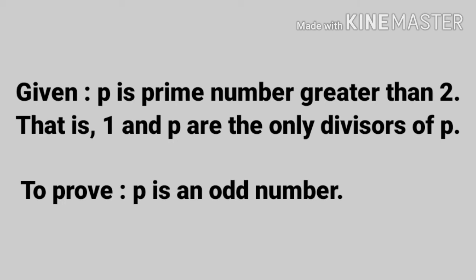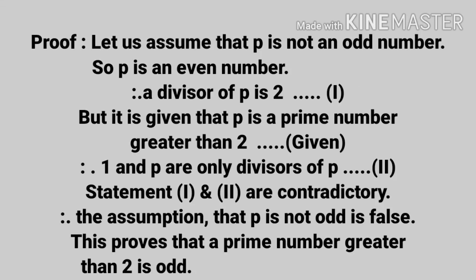So, proof of this theorem by indirect proof. Let us assume that P is not an odd number. So, P is an even number. Therefore, a divisor of P is 2. Statement number 1. But it is given that P is a prime number greater than 2. Given. Therefore, 1 and P are the only divisors of P. Second statement.